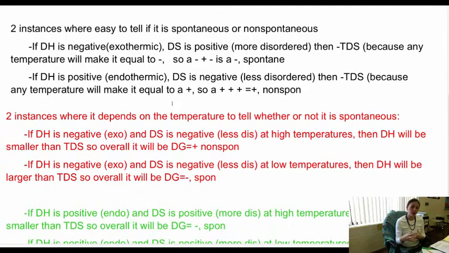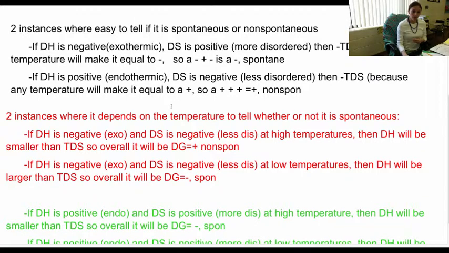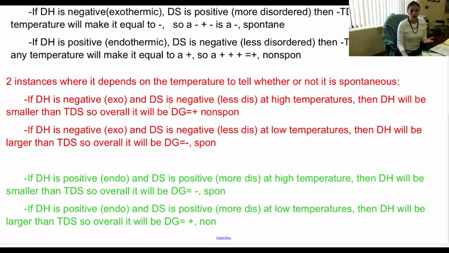Okay, now the problem we come into is in the middle ground with our temperatures, and what if I have it's exo but less, or what if it's endo but less? What's that going to mean? Okay, or endo if it's more. So we're going to look at these two here that are a little bit more complicated. All right, so the one in red here, it says there are two instances where it depends on the temperature to tell whether or not it is spontaneous.